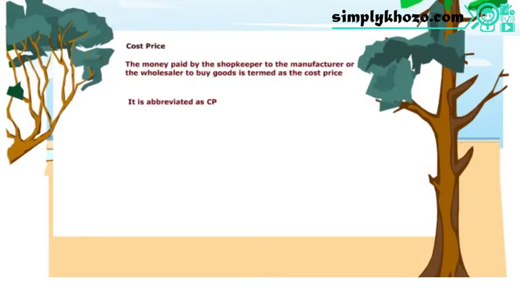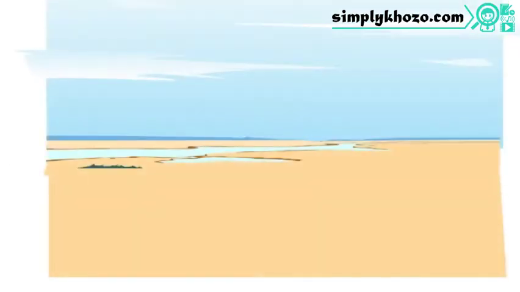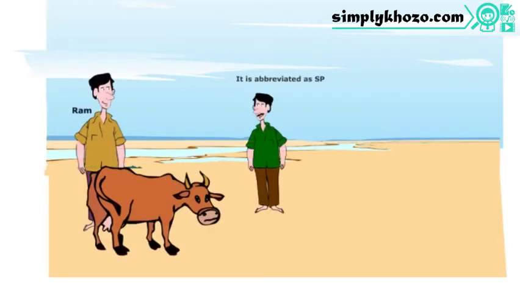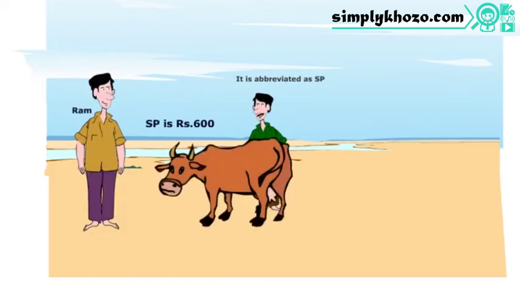In the above example, Ram bought the cow for rupees 500, so the cost price of the cow is rupees 500. The price at which a shopkeeper sells the goods to his customers is called the selling price. This is abbreviated as SP. Ram sold the cow to Shyam for rupees 600, so the SP of the cow is rupees 600.